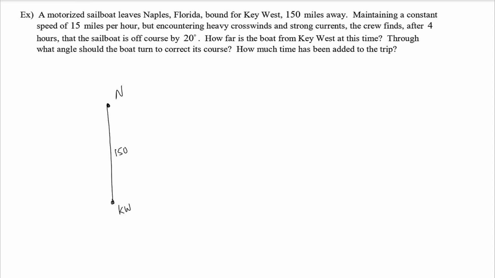The crew finds after 4 hours the sailboat is off course by 20 degrees. Oh, okay. So they get blown off course by 20 degrees. So this is 20 degrees. Now, they didn't find that for 4 hours. They were going 15 miles an hour for 4 hours. So what, 60? That's 60 miles. So 4 times 15, that's 60.